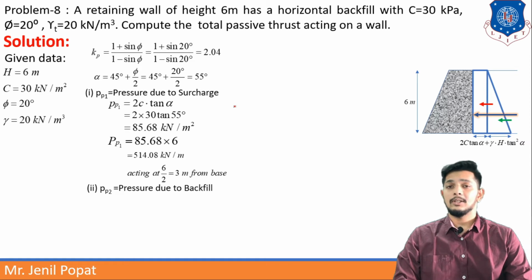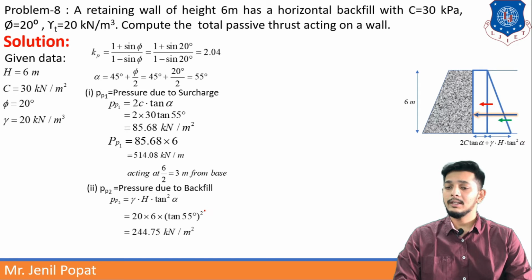Now for the second pressure due to backfill only, we have to calculate gamma h into tan square alpha. Gamma value, h value and alpha value are already there. So PP2 pressure we will get like 244.75 kilonewton per meter square.